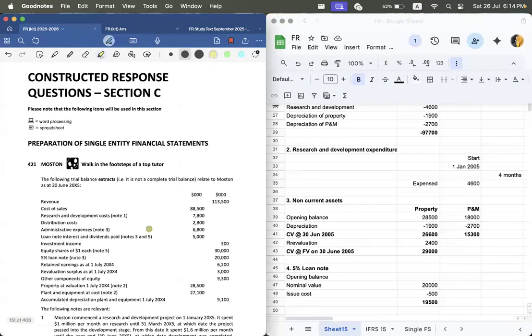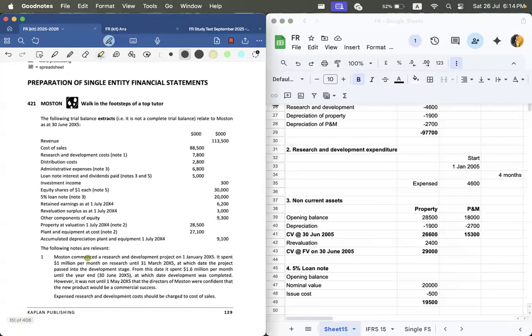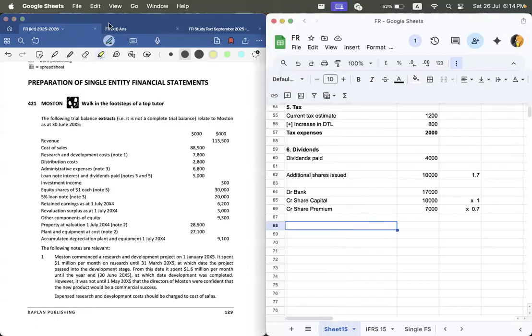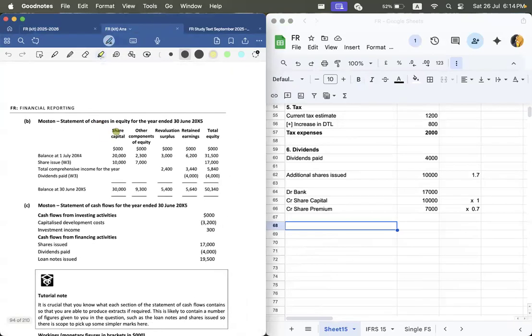SOCE is relatively very simple. You're going to take the opening balance. They have given you everything, that is, they've given you the share capital. I'm just going to show it from here. You're going to take the share capital, other components of equity, revaluation surplus, retained earnings, and total equity. And this total column is just the horizontal total of all of these things.